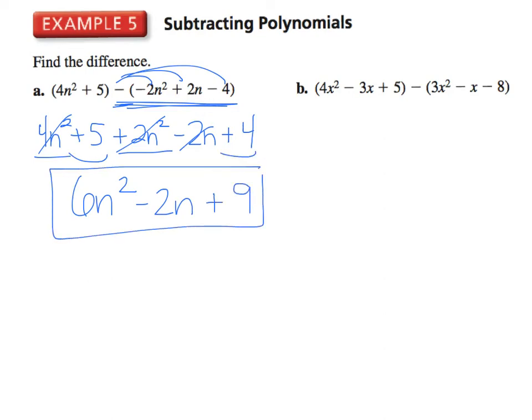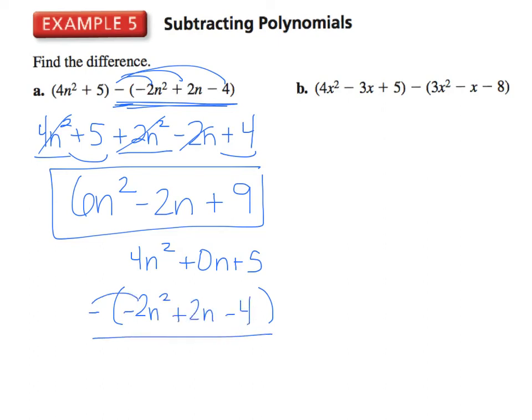If you did it vertically, you would do 4n squared. Since the n term is missing, you could put plus 0n plus 5 minus, and then line up your like terms. And you would eventually have to distribute and get the same answer. So it's up to you if you want to do it horizontally or vertically.